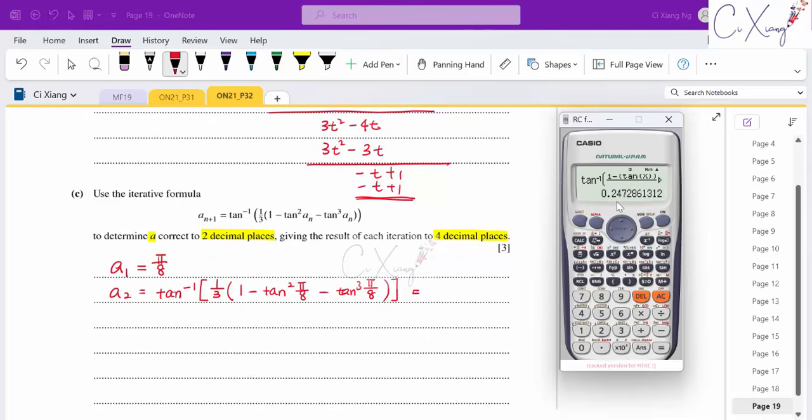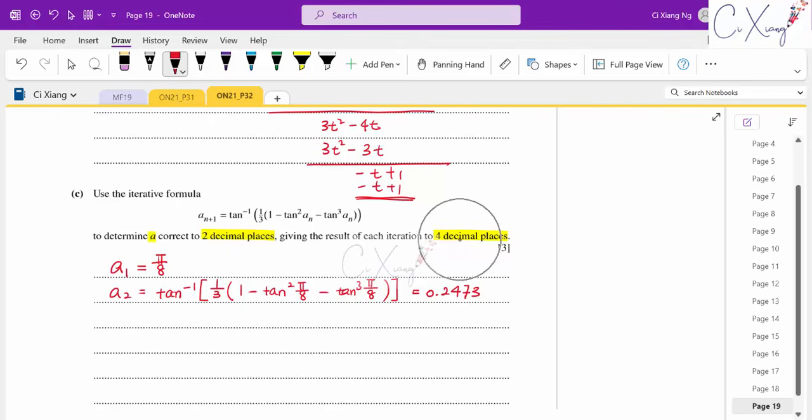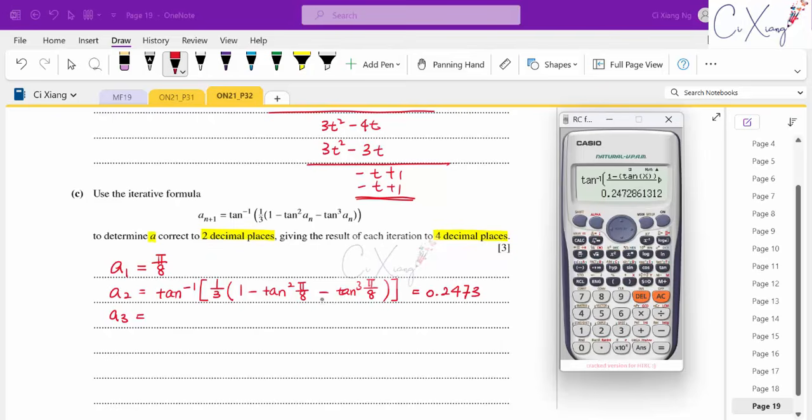So this is the first value that I get, 0.2473. So I write here 0.2473, correct to 4 decimal places for each iteration. Then after that, I want to get the A3. So of course, for A3, you substitute this particular A2 into the iterative formula. So you don't need to write out the formula anymore. You just directly press the calculator.